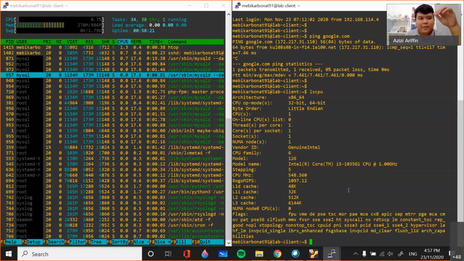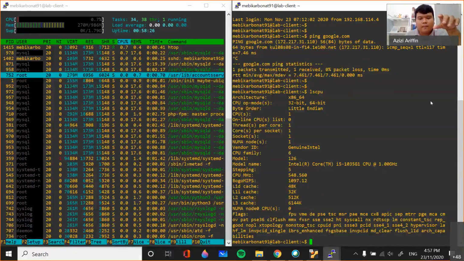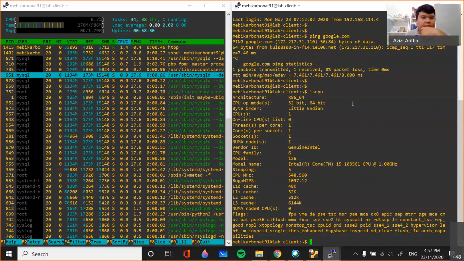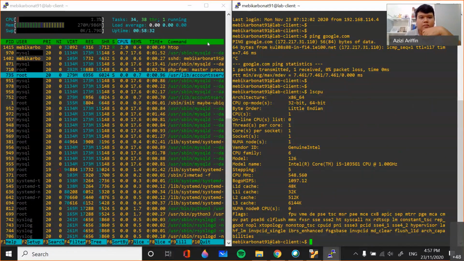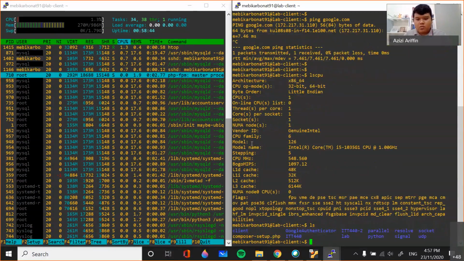Boleh tak setakat ni? Faham tak apa yang saya nak cuba sampaikan kat sini? Okay. Boleh. So senang cerita saya nak ceritakan kali ni yang saya run VM ni single core CPU. So saya ada some Python punya code.